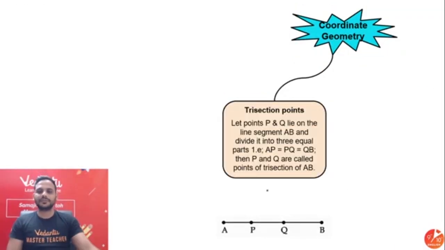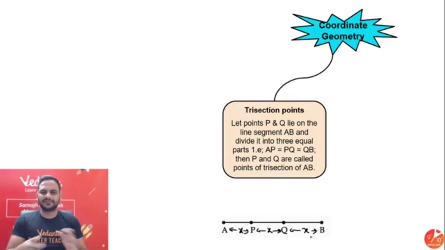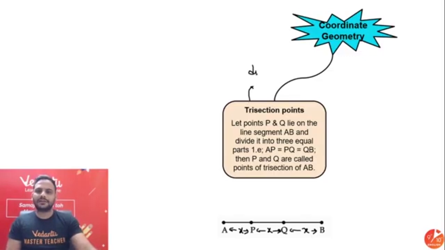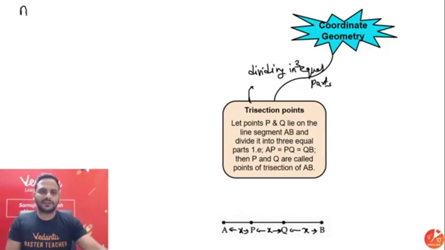Alright. After that, trisection points, if I consider. Trisection means dividing into 3 equal parts. Trisection points are points dividing a line into 3 equal parts. So P and Q are the points which are dividing the line AB into 3 equal parts. So let us say AP, PQ and QB are all equal to x.